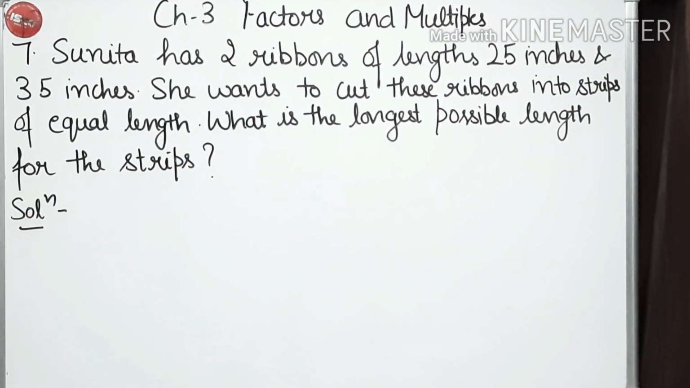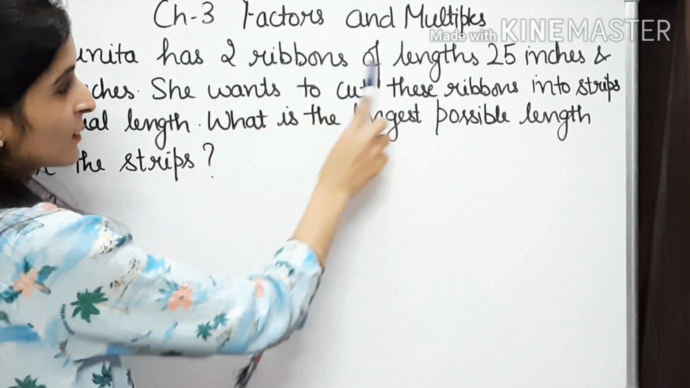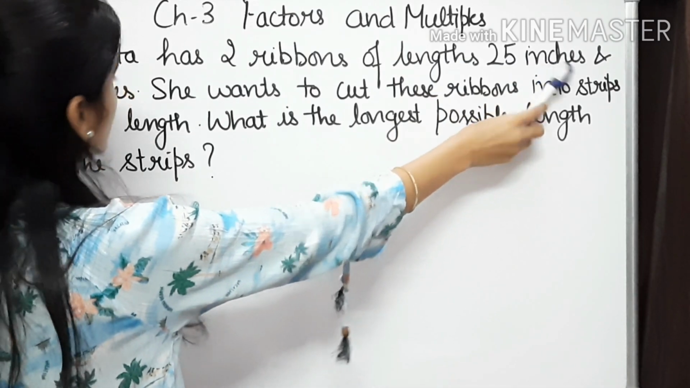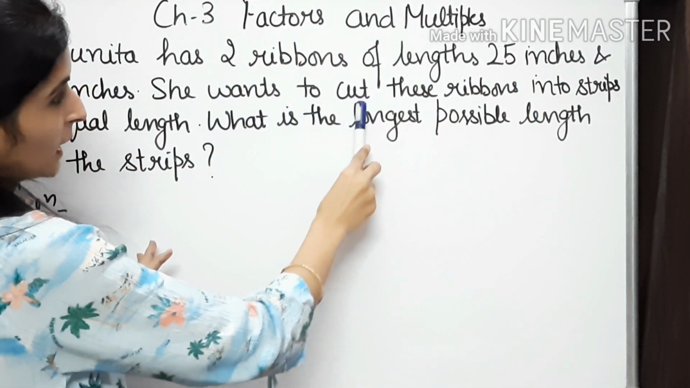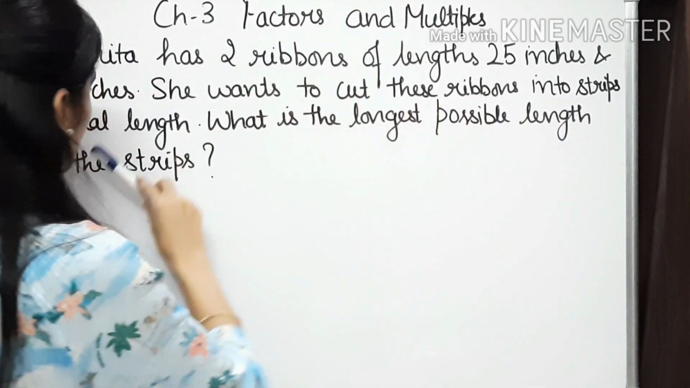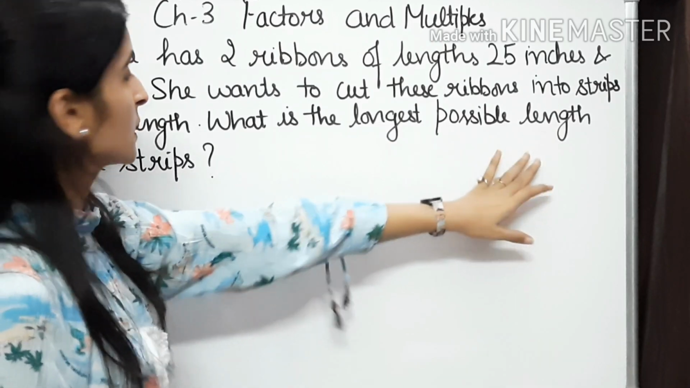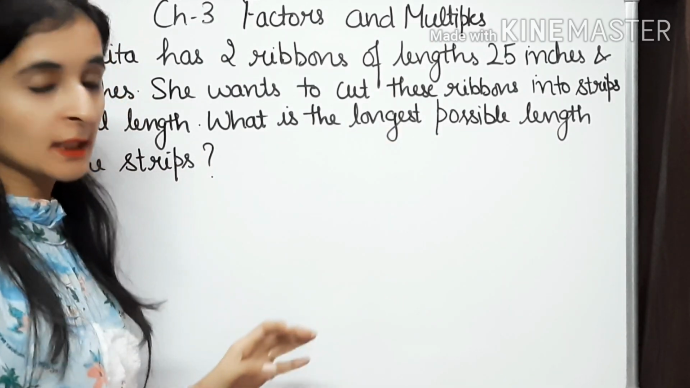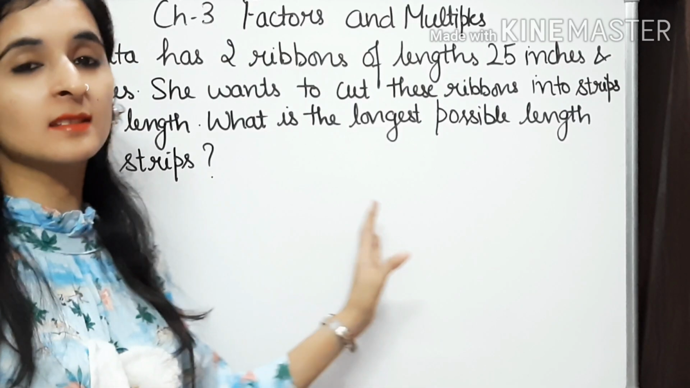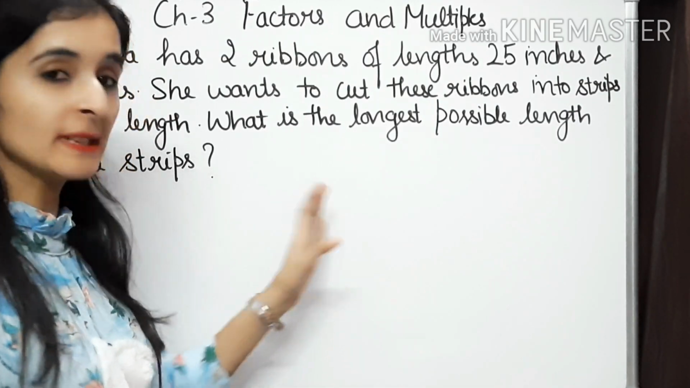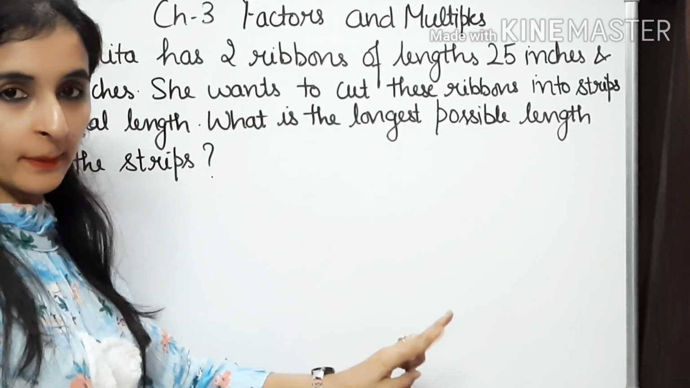Now the next question is, Sunita has two ribbons of lengths 25 inches and 35 inches. She wants to cut these ribbons into strips of equal length. So what is the longest possible length for the strips? First of all, tell me how many ribbons does she have? She is having two ribbons.